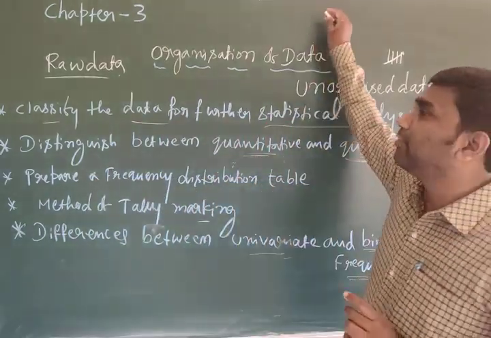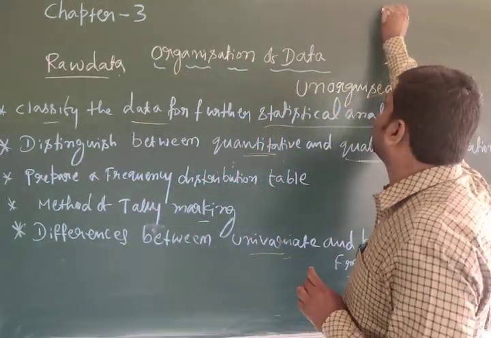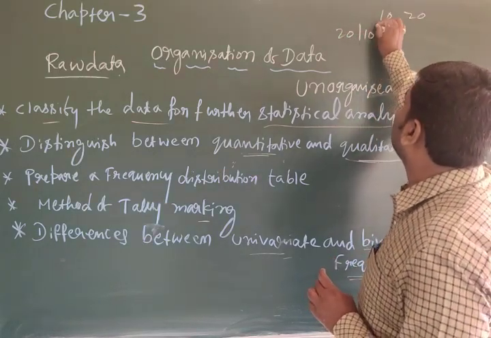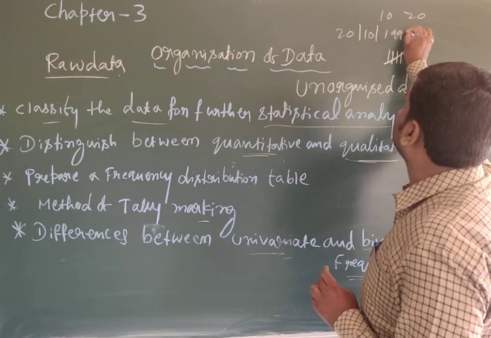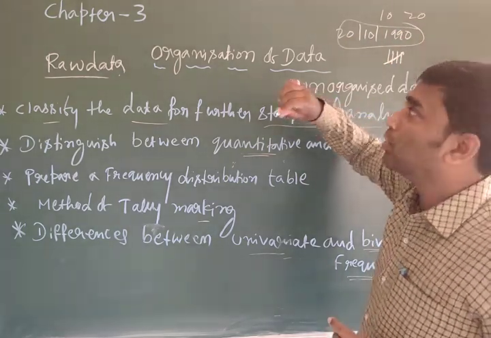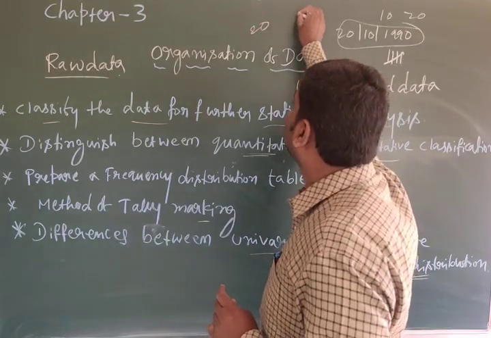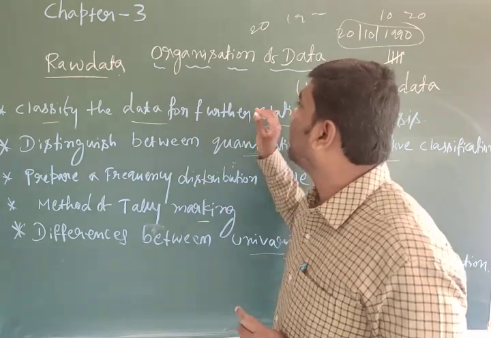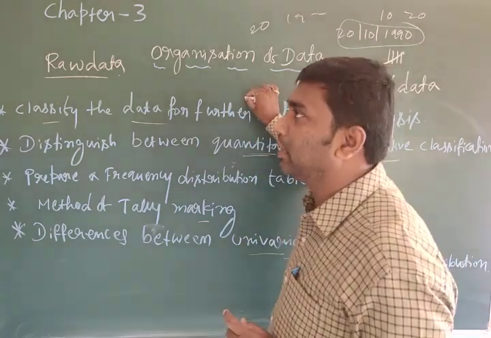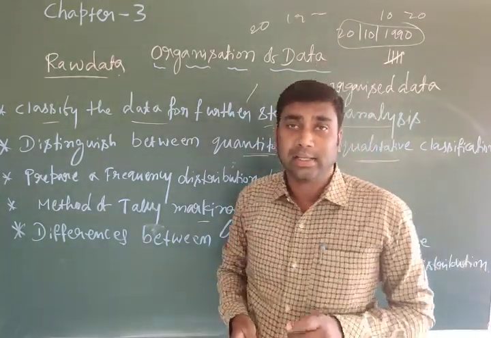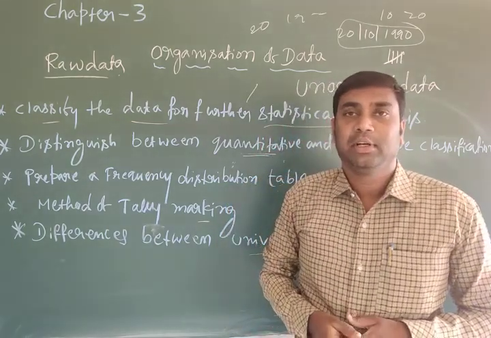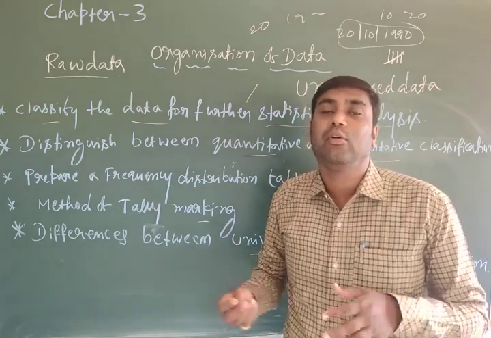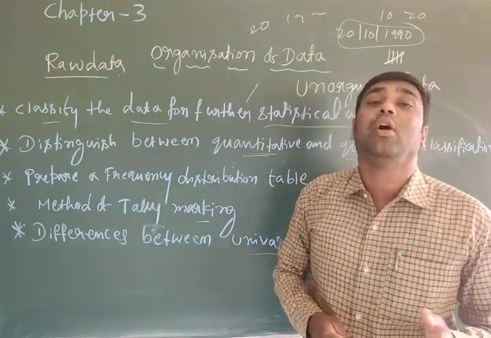For example, if you give the information date of birth as 20, 10, 1990, this is perfect information. Suppose you give it like 20, 85, there is no guarantee. Sometimes we also give information like height, weight, degrees, temperature, kgs, liters. When we give perfect information, we have to arrange it properly. That is called organization of data.